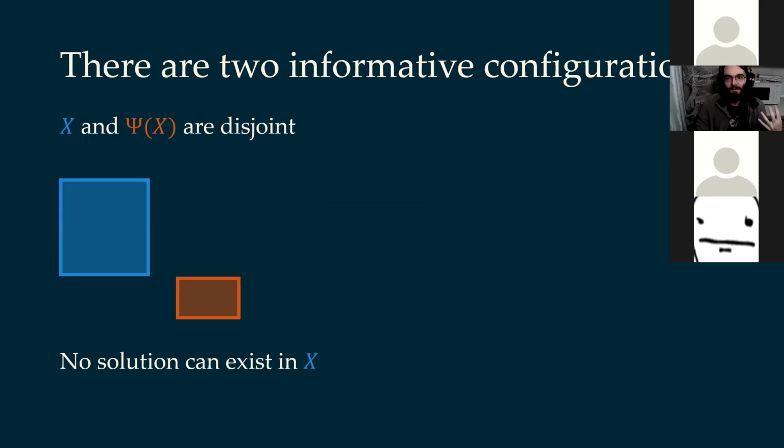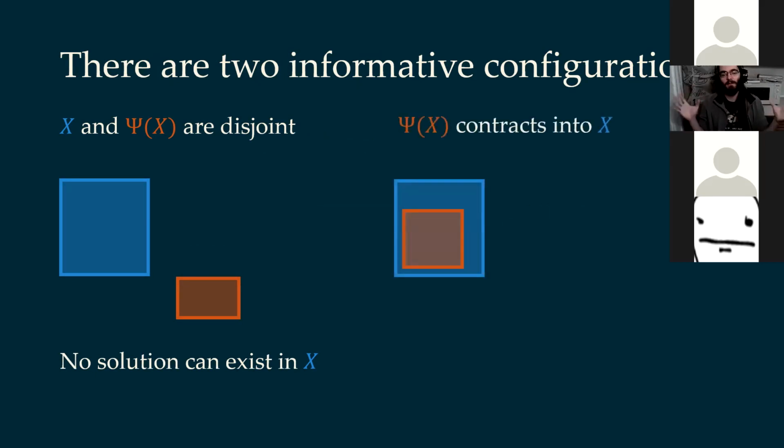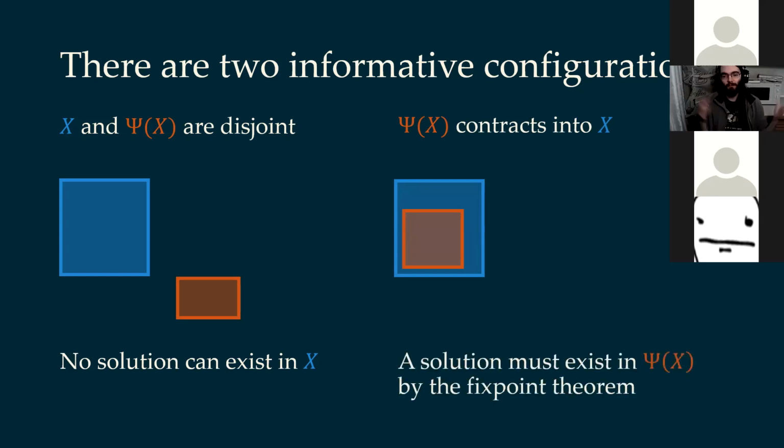And the other interesting case is when the image contracts into X. Because when we have a contraction, we can use what is called the fixed point theorem. The fixed point theorem tells us that if it contracts, there must be a solution of the equation, provided that psi is continuous. And now the idea of interval root finding is quite straightforward. It is, well, just go through your interval until you find one of these two configurations.